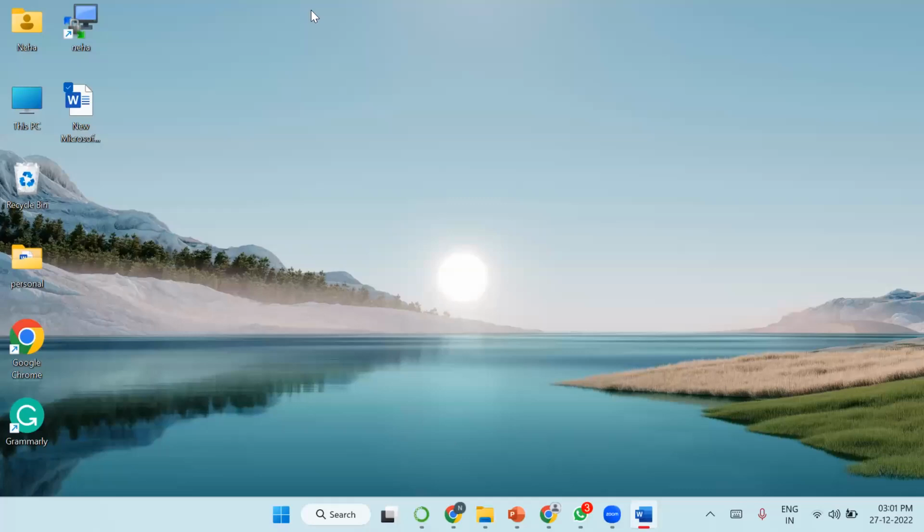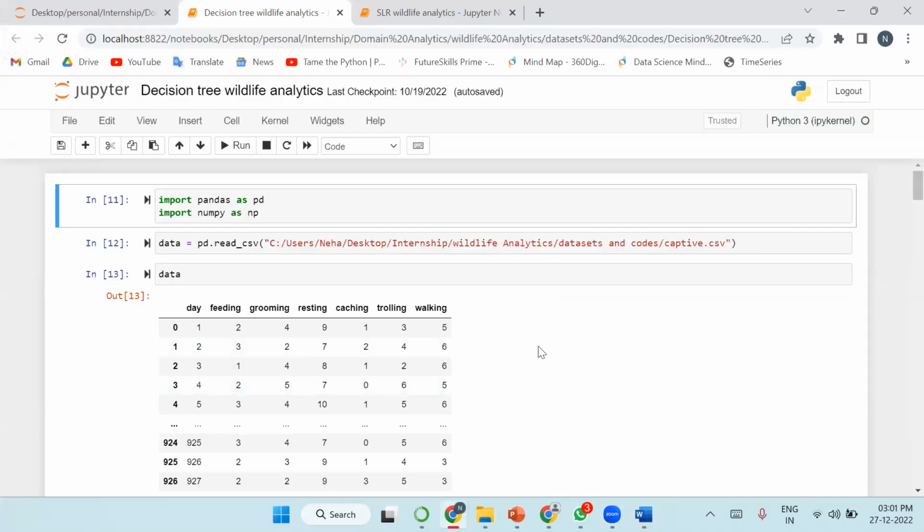First, we'll look into the decision tree code, or how the decision tree is done, and then we'll look into a use case.